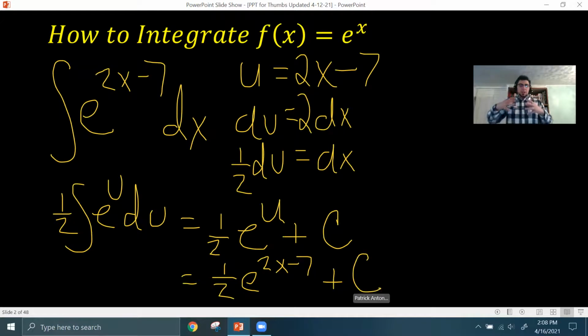Make sure you're clearly indicating that the plus c is added on to the end of the function and not just writing it up there by the 7 in the exponent. So be careful with that one. Also, if you check this by differentiating, you would see that 1/2 e to the 2x minus 7, the derivative would be 1/2 times 2, that's the u prime, e to the 2x minus 7, and the 1/2 and 2 would cancel out, and you'd be back to what you started with.